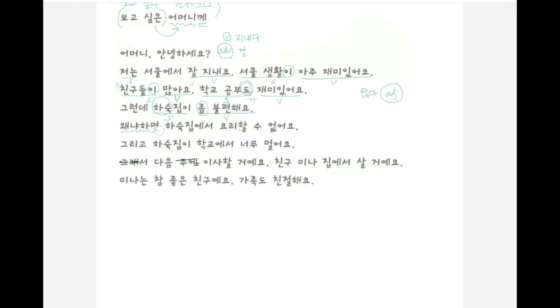So, however, the boarding house is a little bit uncomfortable. 왜냐하면, because 하숙집에서 요리할 수 없어요. So, where is the subject here? Excellent. There's no subject, isn't it? It is hidden. 자, 요리할 수 없어요 is a verb. Can't cook. Who can't cook? Everyone in the house. So, the hidden subject will be 우리는 or 저는, I or we. 우리는 or 저는 하숙집에서 요리할 수 없어요. We can't cook at the boarding house.